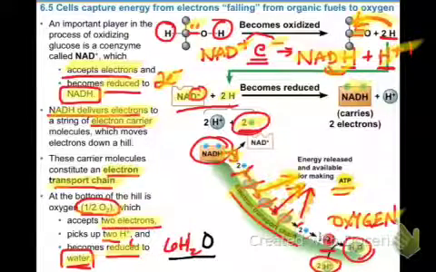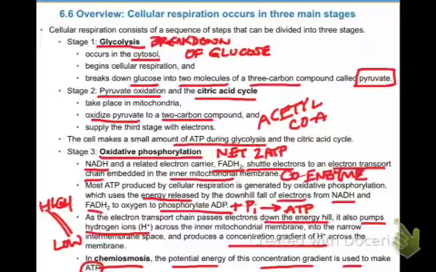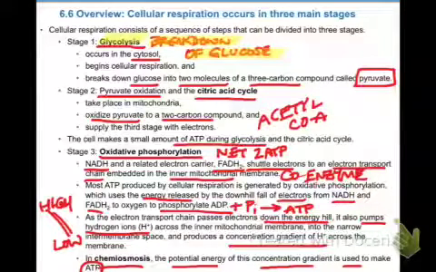So the steps that we see with cellular respiration, 3 main stages. The first stage is the breakdown of glucose. We call that glycolysis. So this is just the breakdown of glucose. It's called glycolysis. So glycogen, how glucose is stored up in animal cells, is broken down. This happens in the cytosol. We break down glucose into 2 molecules of a 3-carbon compound that we call pyruvate.